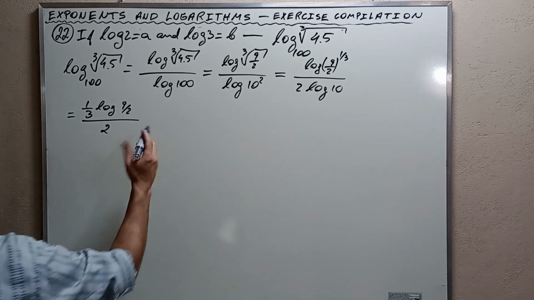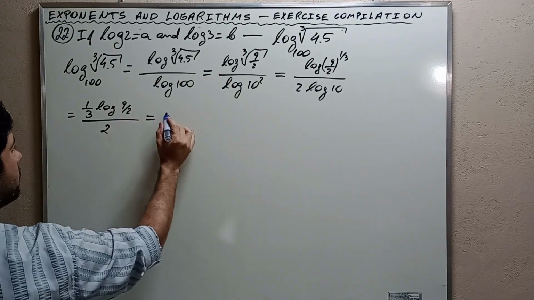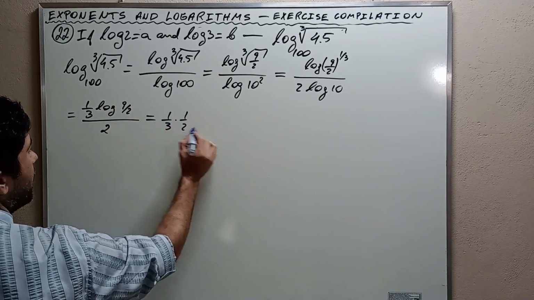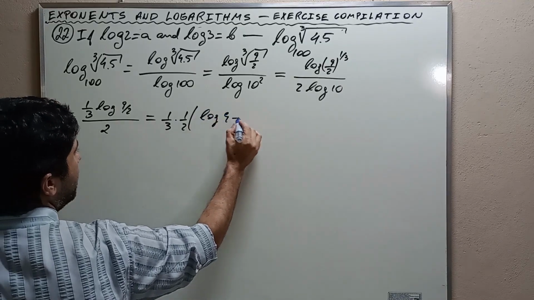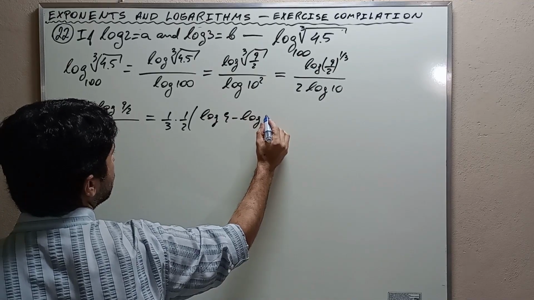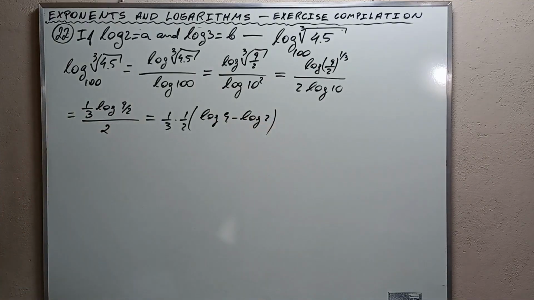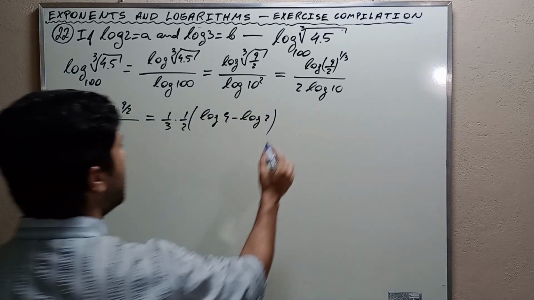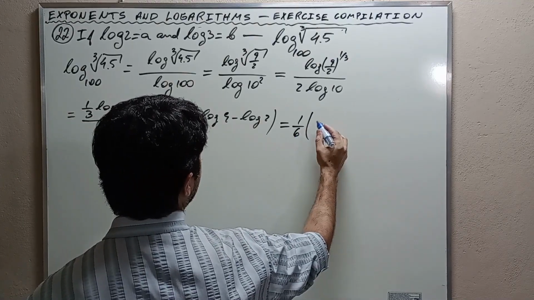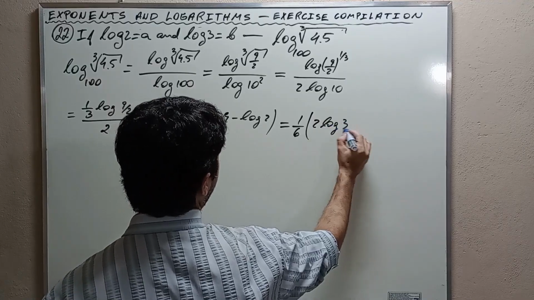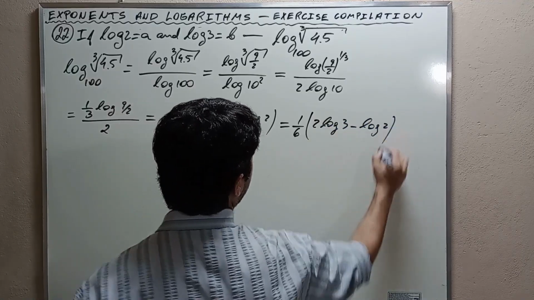And ultimately we find that it is 1/3 times a half times the logarithm of 9 minus the logarithm of 2. Okay? But 9 is 3 squared. Then we find that it is 1/6 of 2 times the logarithm of 3 minus the logarithm of 2. Okay?